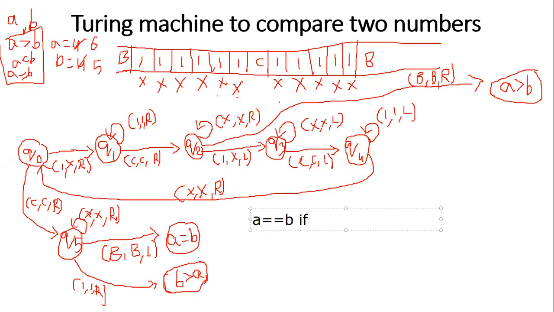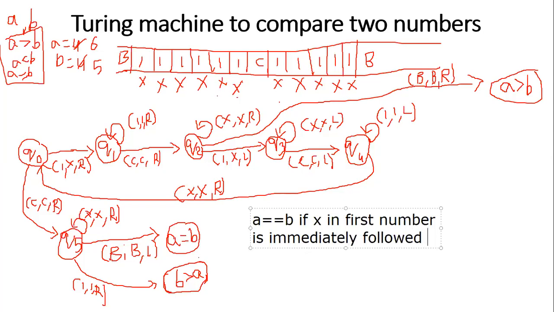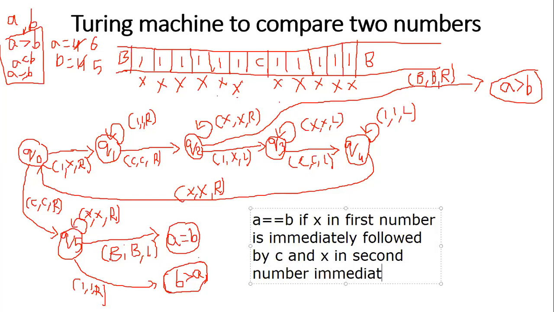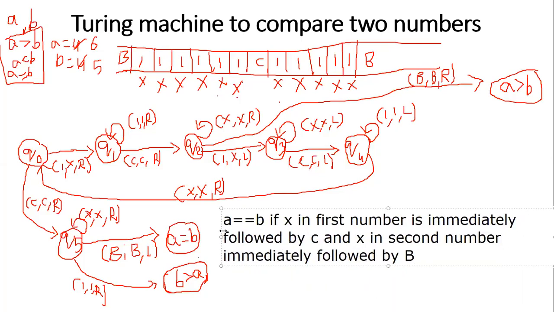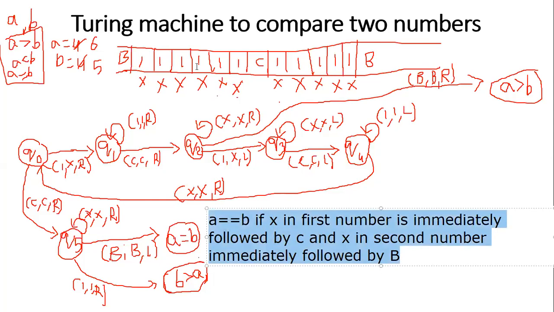A is equal to B if x in the first number is immediately followed by C, and x in the second number is immediately followed by blank. This is the case for A is equal to B.